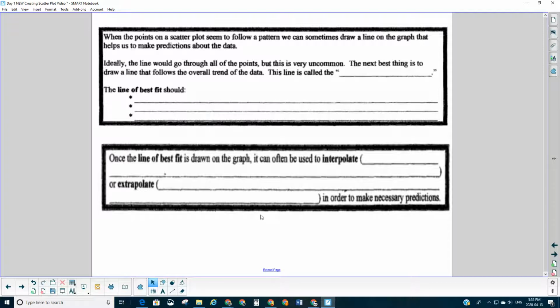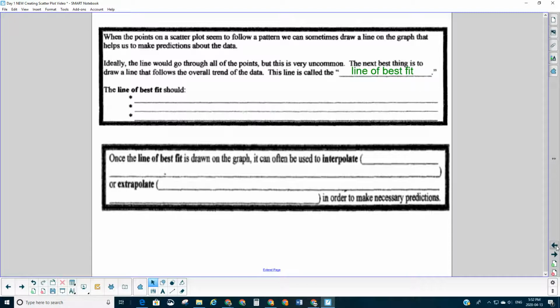Here's a little bit of a note. Again, you don't have to copy this down. The note is provided there, but if you wanted to, you could. When the points on a scatter plot seem to follow a pattern, we sometimes draw a line on that graph, and this line is used to help make predictions about the data. Ideally, the line would go through all the points, but that's very uncommon when the points are scattered across. The next best thing is to draw a line that follows the overall trend of the data. This is called a line of best fit.